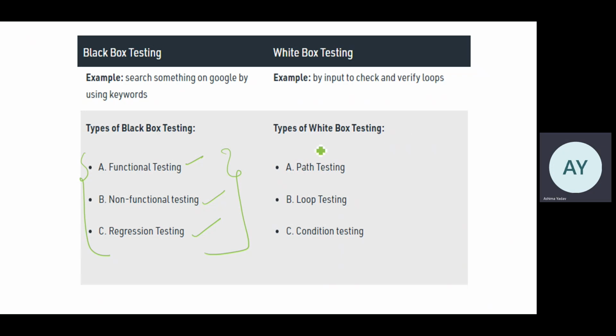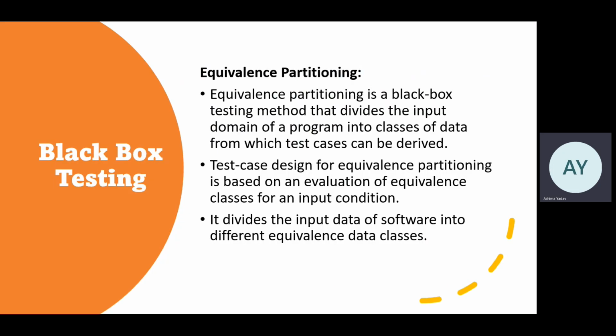Whereas in white box testing, I have three kinds of testing: path testing, loop testing, and condition testing. In all three types of testing, we definitely care what exactly is happening inside our code, or how exactly our code is behaving. So they are examples of white box testing.